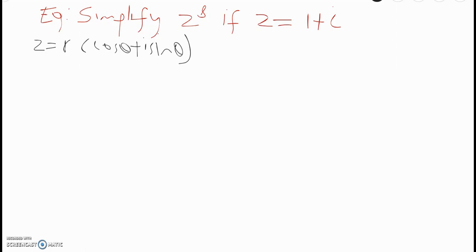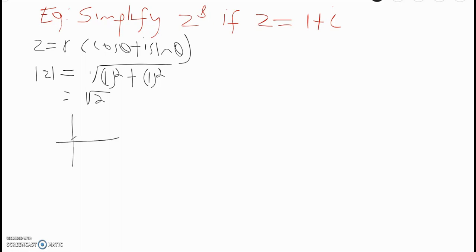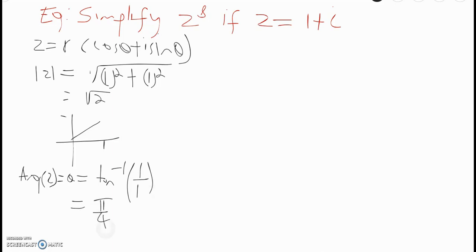So let's just go with the modulus. Now the modulus of z would be the square root of the real part squared, so that's 1 squared, plus the imaginary part, which is also 1 squared. This turns out to be root 2. Now to get the principal argument, because the imaginary part and the real part are positive, we know it's in the first quadrant. We don't necessarily need a diagram, but just for reinforcement, it's going to be in the first quadrant. So the argument of z, which is the same thing as theta, is equal to tan inverse of the imaginary part, which is 1, over the real part, which is also 1. This turns out to be pi over 4.